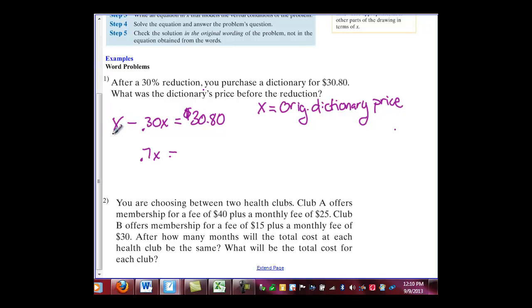Because there's the invisible 1 here, right? That trips a lot of people up because this is 1 minus 0.3. It gets a lot of people. 1 minus 0.3 is going to give us that 0.7. All right, last step. What is it? Yeah. So let's see. What is that? 44? Is that right? Yeah.